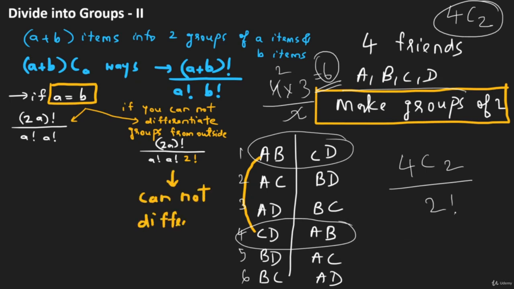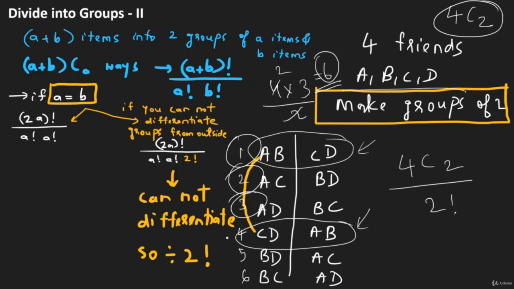That's because you cannot differentiate this one over here and this one over here. And 4C2 by 2! will give you the answer as 3. That's 1 over here, 2 over here and 3 over here. And these 3 are actually repetitions. So there are just 3 ways in which you can divide 4 friends into 2 groups where each group has 2 friends.